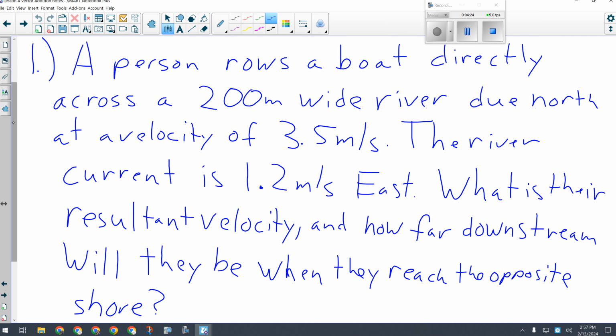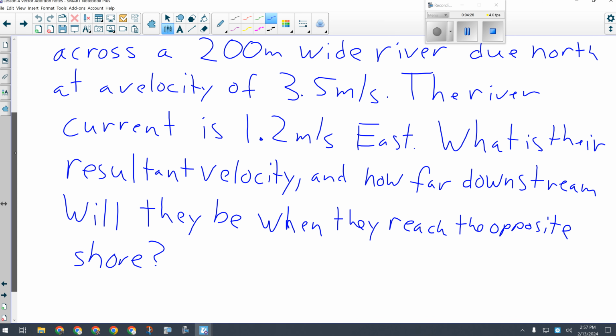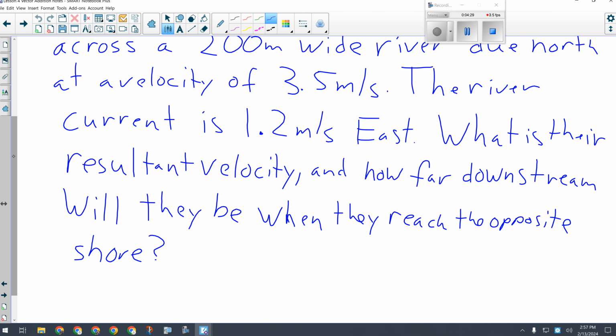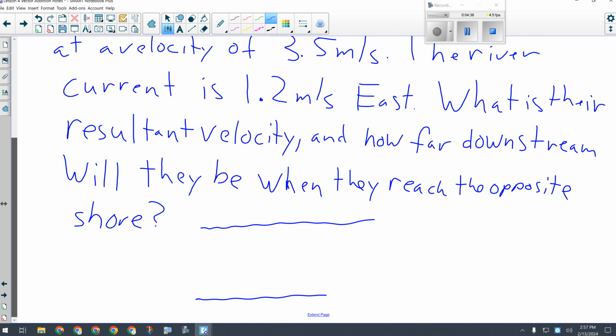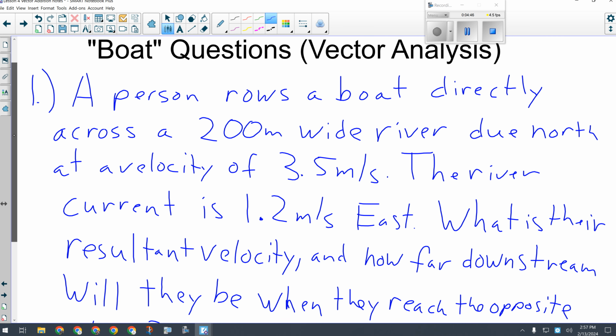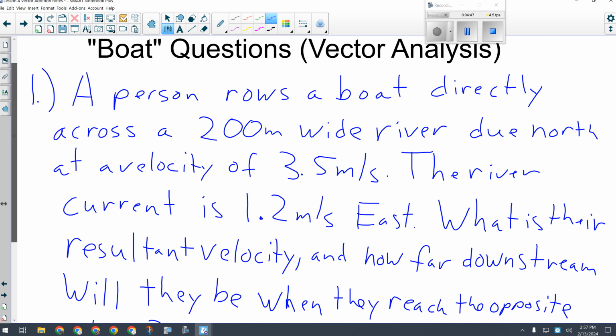All right, so to set up a boat question, we draw a picture, just like we always do. So if I have a river, I'm just going to draw my river here. The river is 200 meters wide. This person is apparently an Olympic rower who can row at 3.5 meters per second, because that's fast to row a boat. 3.5 meters per second. They're rowing directly across. So that means what they're doing is this.